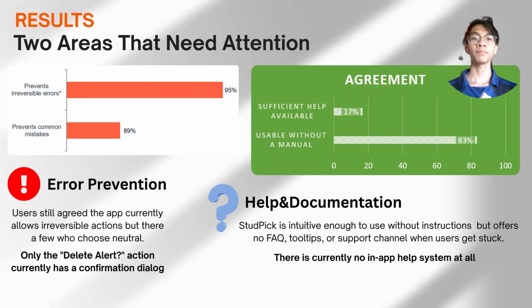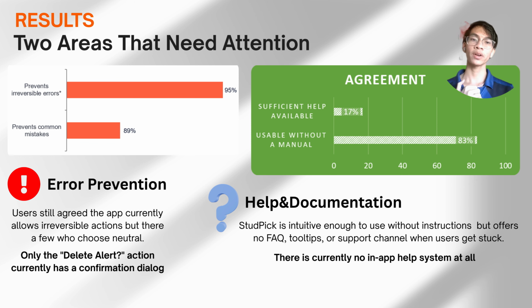We stay on the same page, which is results, but this one shows two areas that need attention. The first one is error prevention, and the second one is help and documentation. For error prevention, if you can see the graph, mostly users agree that the app currently allows irreversible actions, but there are a few who chose neutral. So we cannot ignore the neutral ones. Based on the result, only the delete alert has a confirmation dialog, but the rest of the functions in the app have no confirmation dialog.